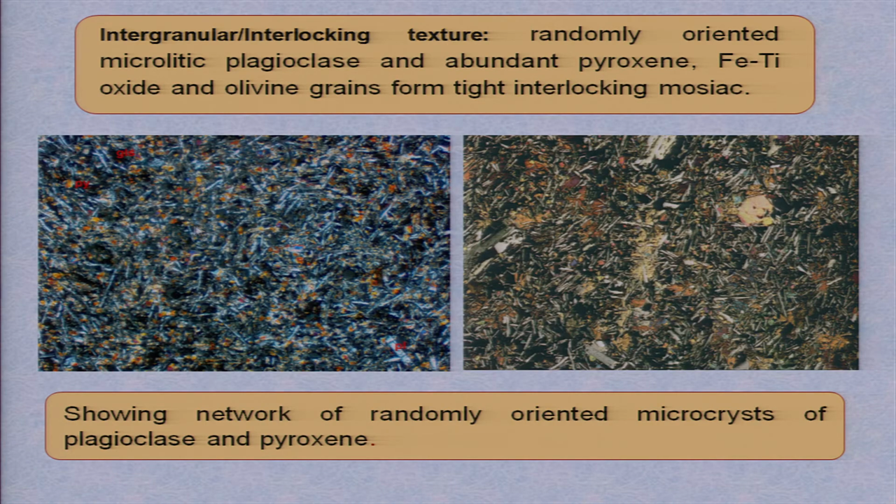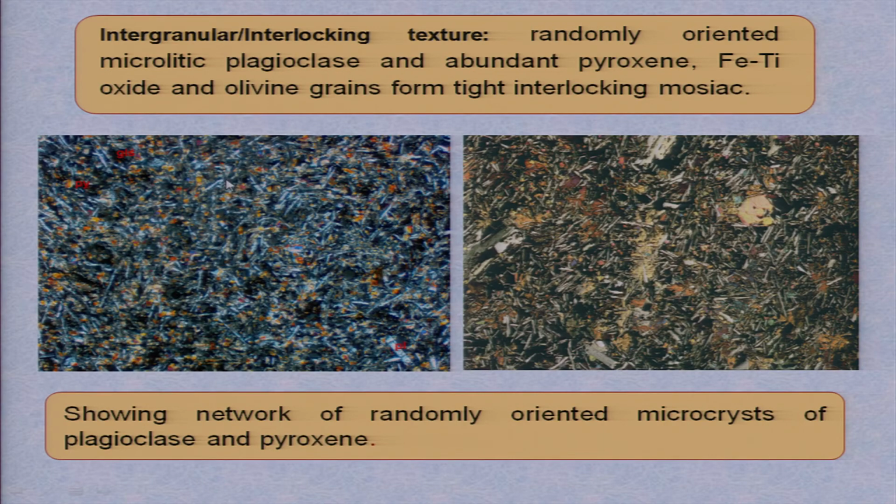Now, I am talking about the intergranular texture: randomly oriented microlites of plagioclase and abundant pyroxene, iron-titanium oxide and olivine grains form an interlocking mosaic texture. See in this photomicrograph, you see here the abundant plagioclase, and this is pyroxene, the colorful mineral which shows high order polarization. High order means second to third order polarization color.